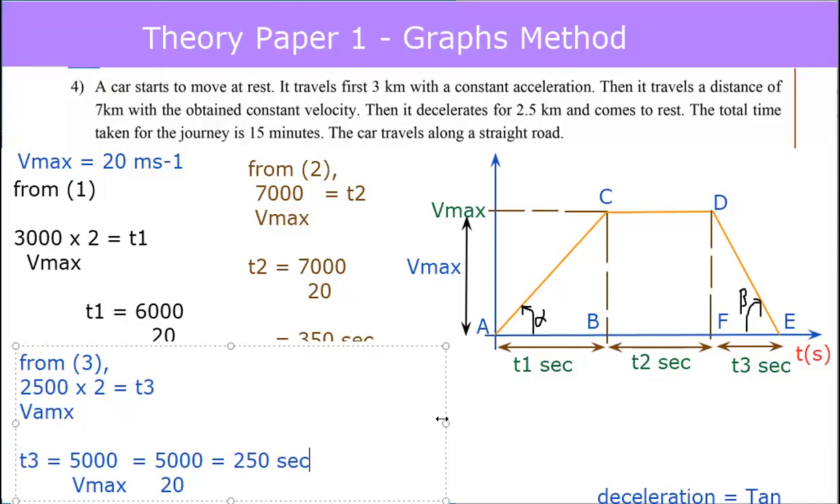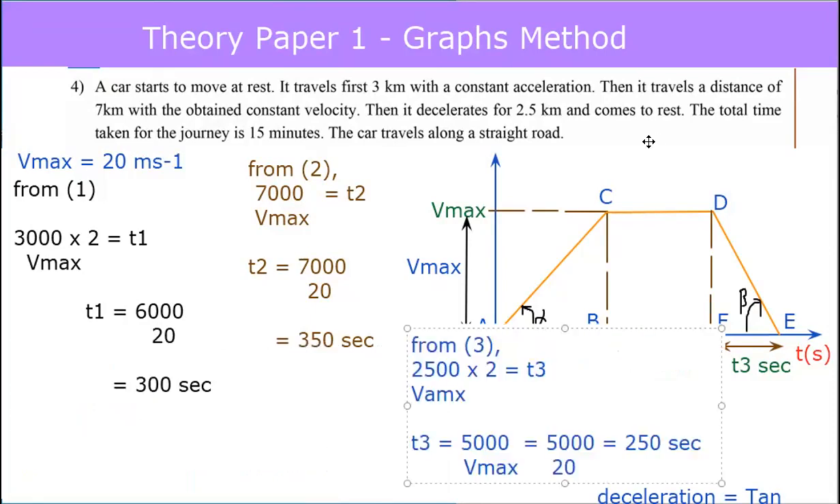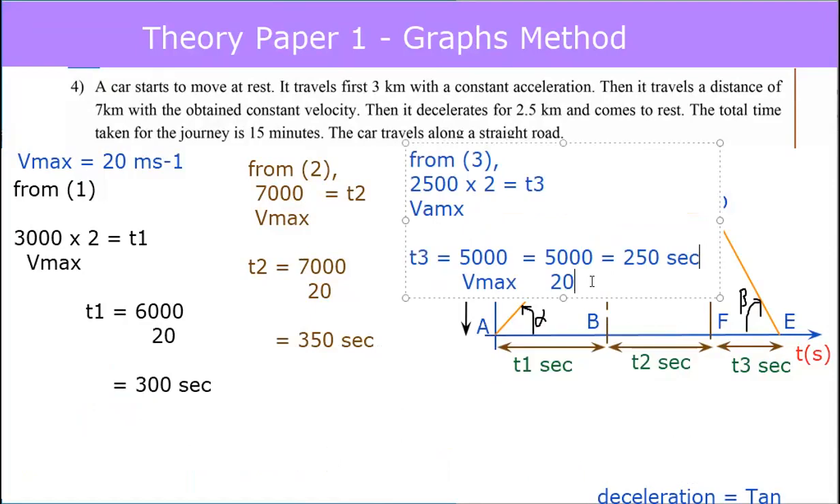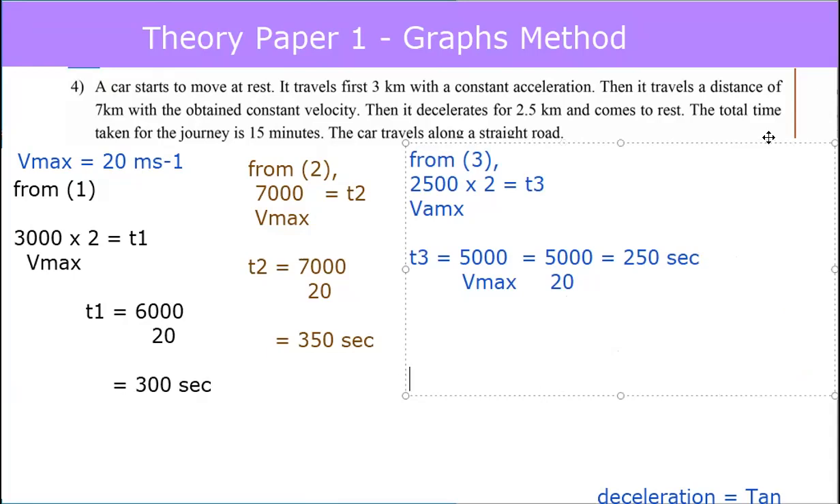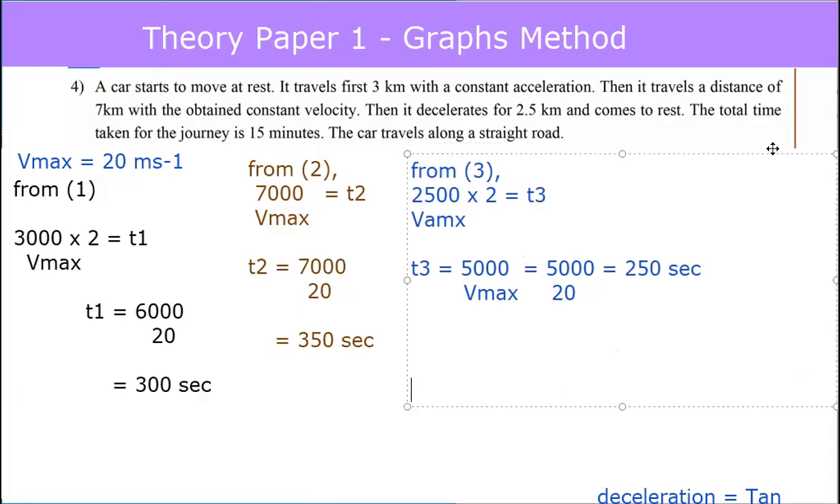Now please add T1, T2, T3 values and check whether you get 900, because the total time duration is 900 seconds. 15 minutes means 900 seconds. If all of your calculations are correct, you must get T1 plus T2 plus T3 as 900. Check there, please.